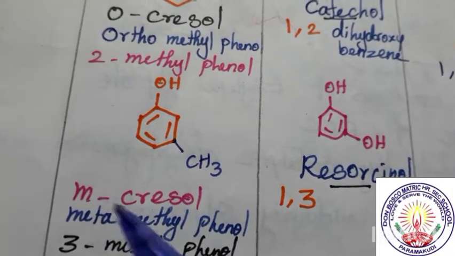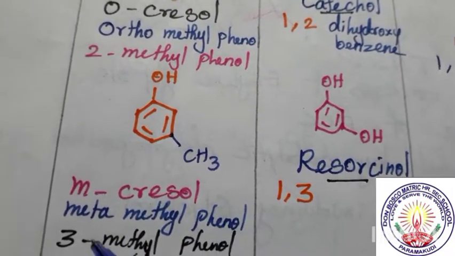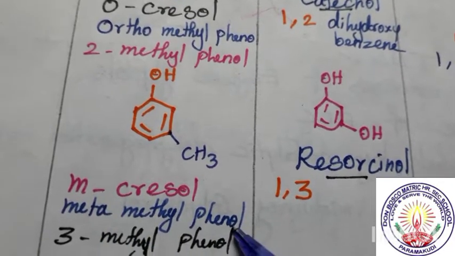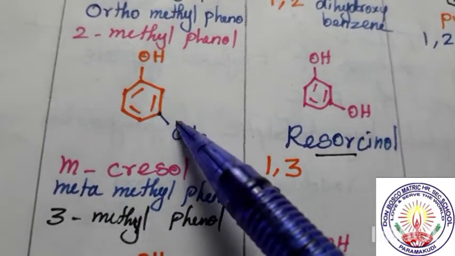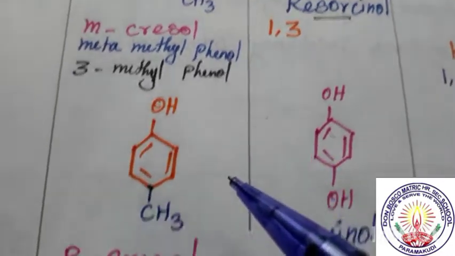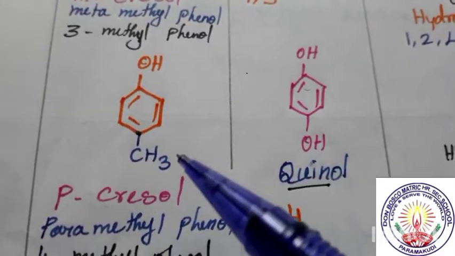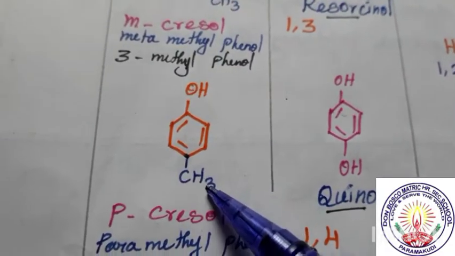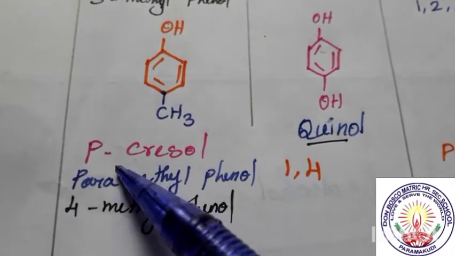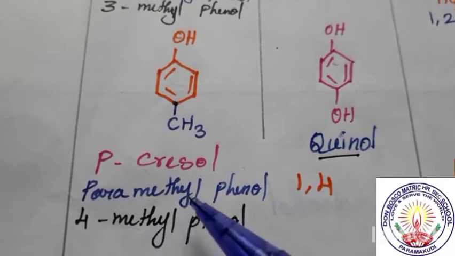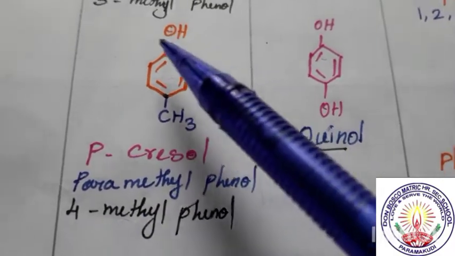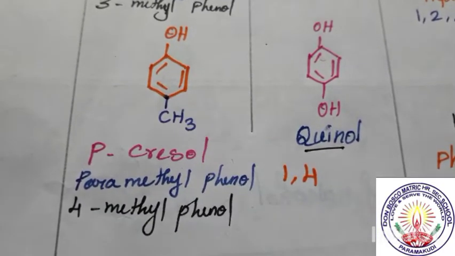The second one is this methyl is present in meta. So metacresol. This is also called metamethylphenol or 3-methylphenol. Next one is this methyl is present in para position. So paracresol, paramethylphenol or 4-methylphenol.